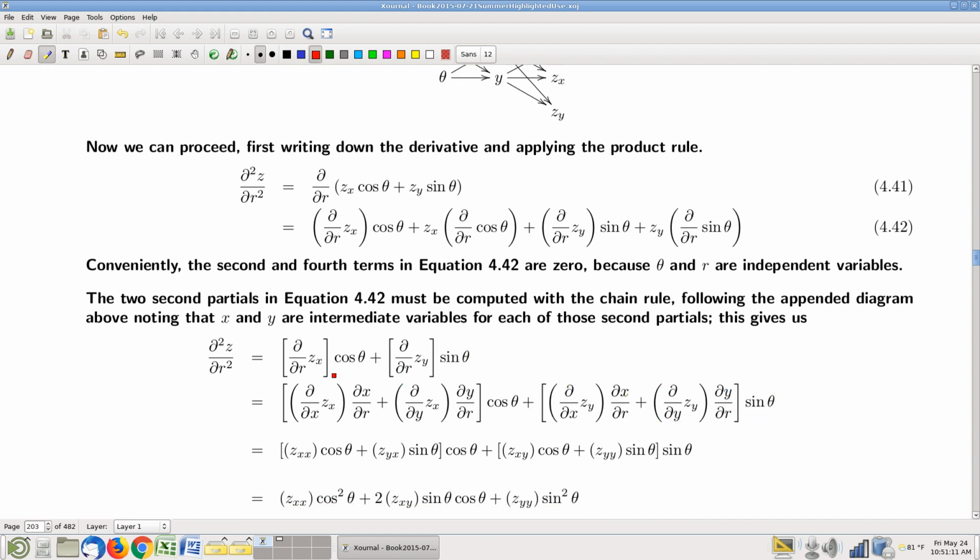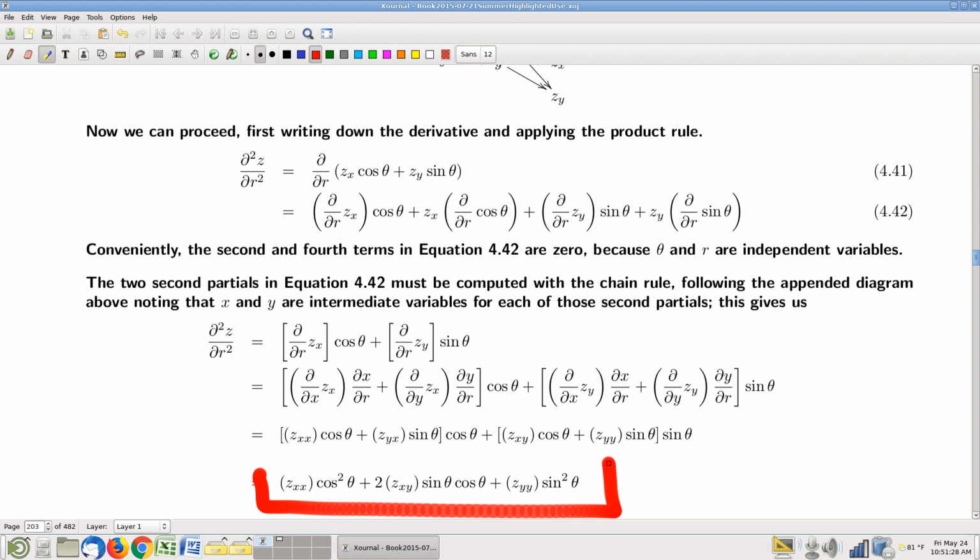So zx partial with respect to x gives me zxx. Partial of x with respect to r is cosine theta, etc., etc. A bunch of little details as you go down the road there. And altogether, it simplifies down to this.